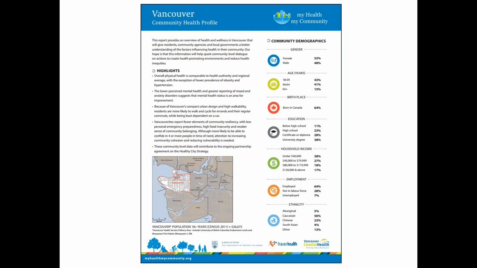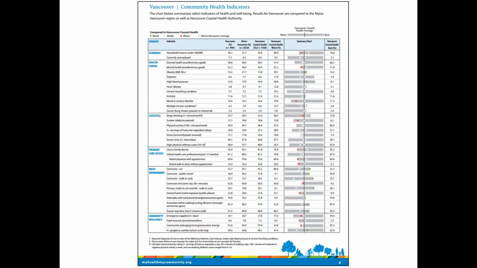This is the example for Vancouver, and each community health profile includes what we call a spine chart. This is a 1-page document, that table that walks you through those various categories, the demographics, some of the health status, primary care, built environment, and then it compares your community to the overall metro community and then to your health authority, and then where you fall, this is the spine we call it, where you fall compared to others.